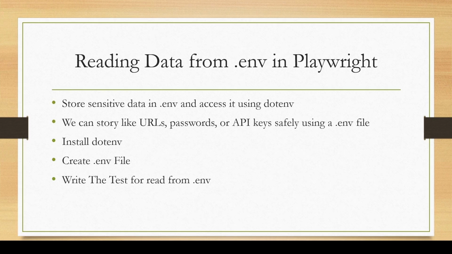Now, instead of editing our Playwright test scripts every time we switch environments, we use the .env file for better practice. We store these values in the .env file and simply read them in our test. This keeps our code clean, secure, and much easier to manage. In this section, I am going to show you how to install and configure dotenv, how to create a .env file, and how to use those environment values directly inside your Playwright test. Now let us do the coding.